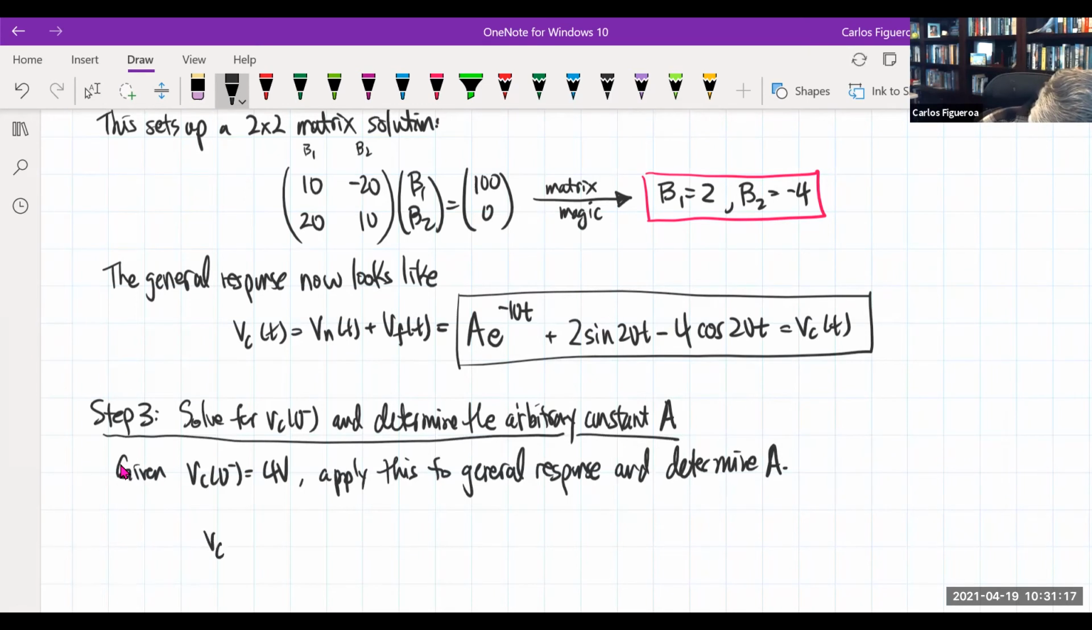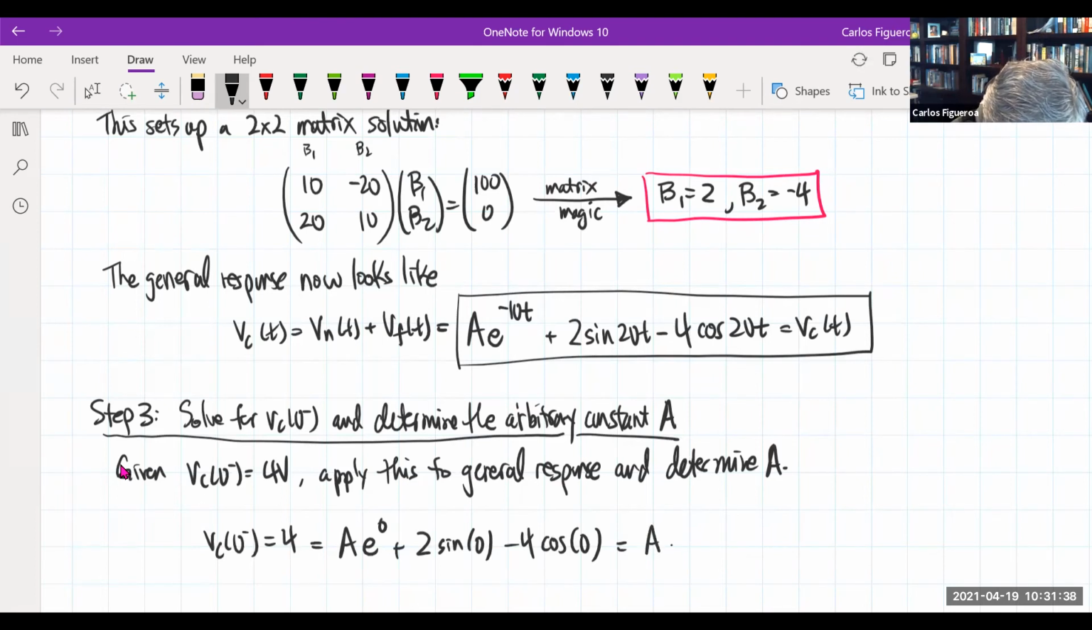I'm going to write VC of 0 minus is of course 4. That means I have A e to the 0 plus 2 sine of 0 minus 4 cosine of 0. Of course, this tells us that this will be A minus 4. We can clearly see that A must be 4 plus 4, which will give us 8. So what am I going to do with that? I'm going to plug it right back into my solution here.